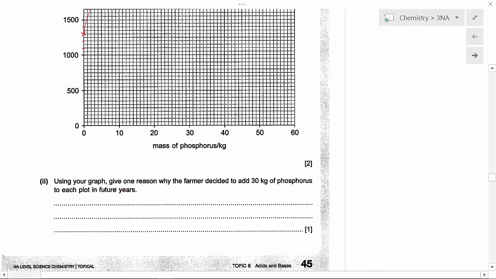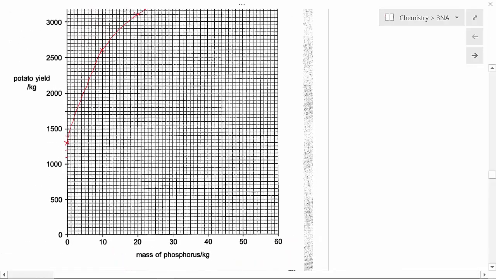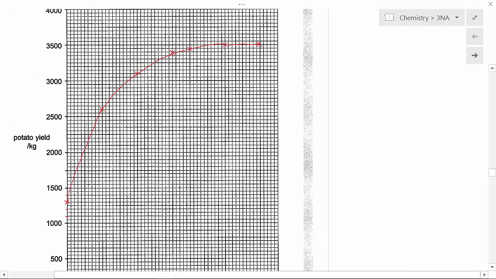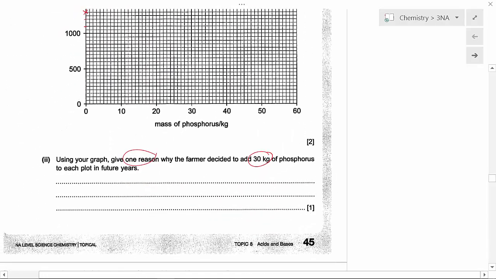So using your graph, give one reason why farmer decided to add 30 kg of phosphorus to each plot in future years. Why 30 is the best? Now I realize that when you add, every 10 you increase, there is quite a significant increase. And after 30, the amount increase is actually very insignificant. You see a difference between these two? Alright, the vertical is the amount increase. It's still significant amount here. So the amount increase from 30 onward is not very significant.